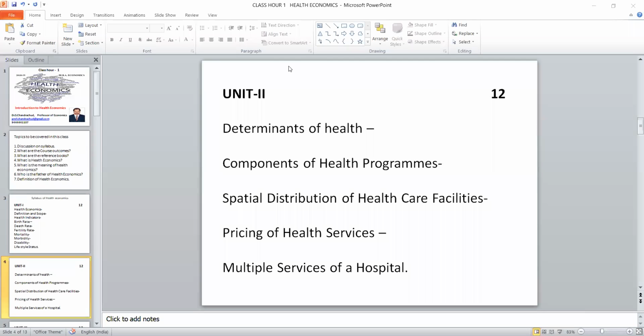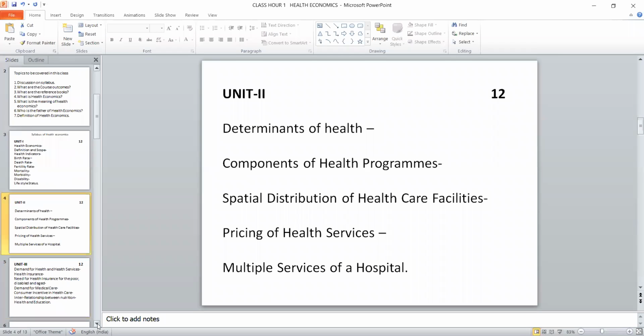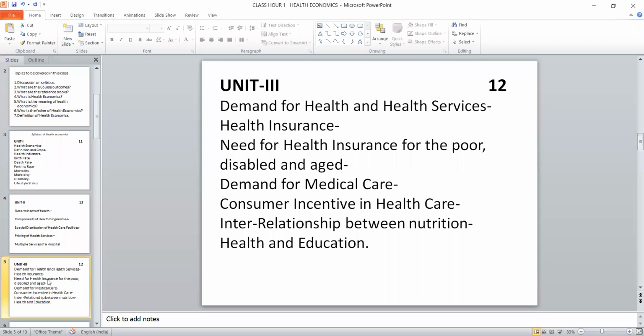Then what are the multiple services available in healthcare, especially in hospitals? These are the topics that we are covering in the second unit. Now we are moving to the third unit. Here we are talking about the demand side of healthcare. What is the demand for health? What is the demand for health services? Whether we have to insure for health, and whether that insurance is only for rich people, or how it should reach the poor, the disabled, and senior citizens, and how they are getting that health insurance.